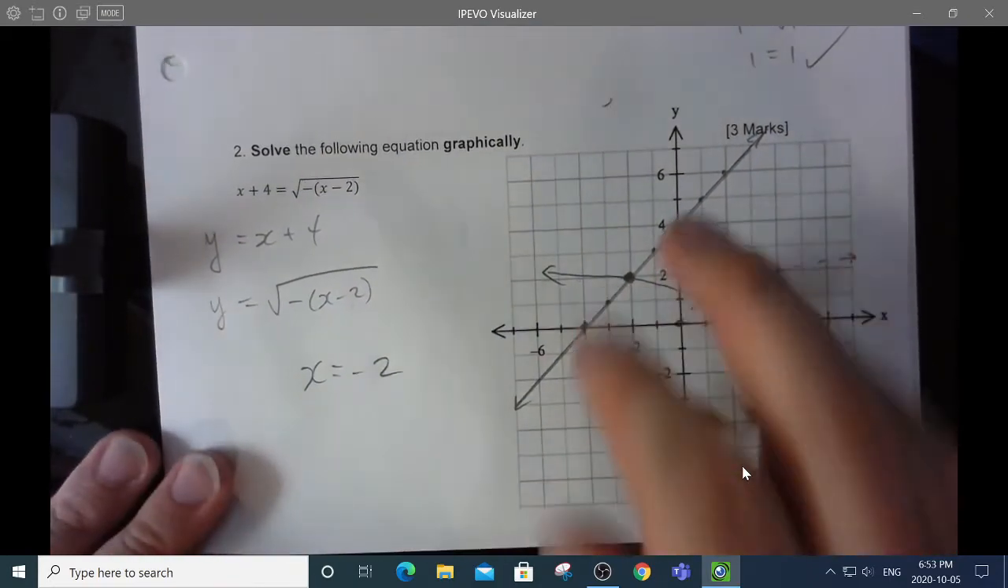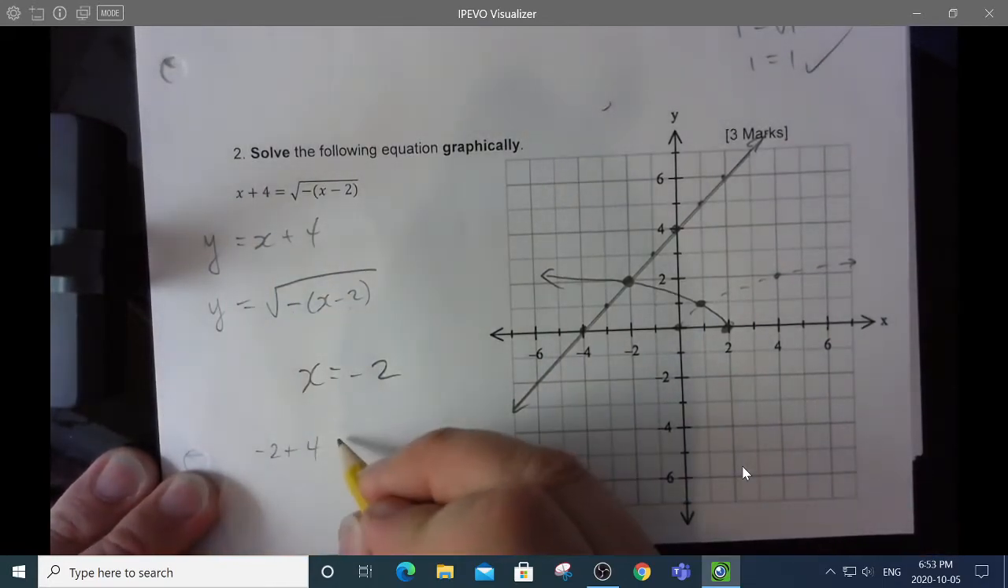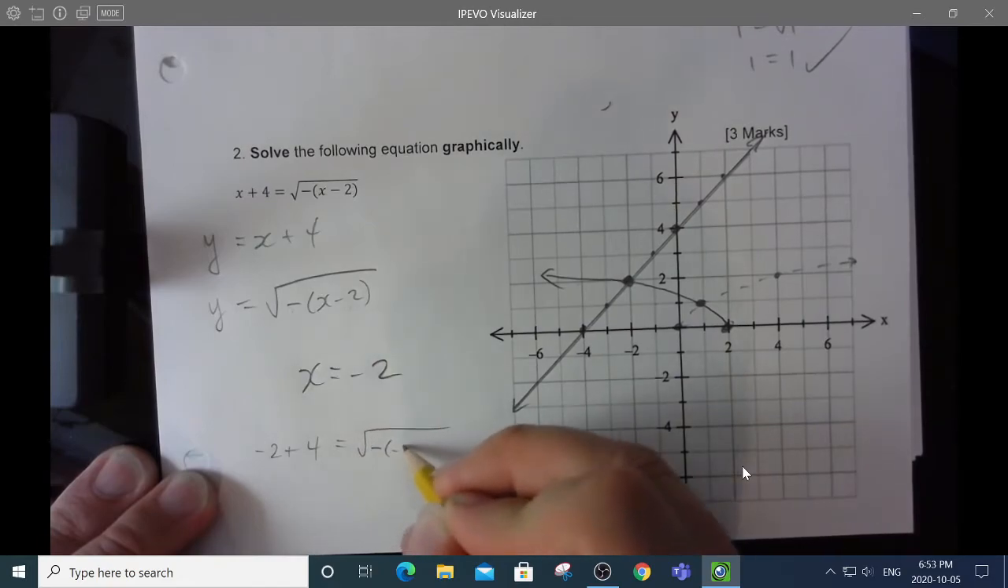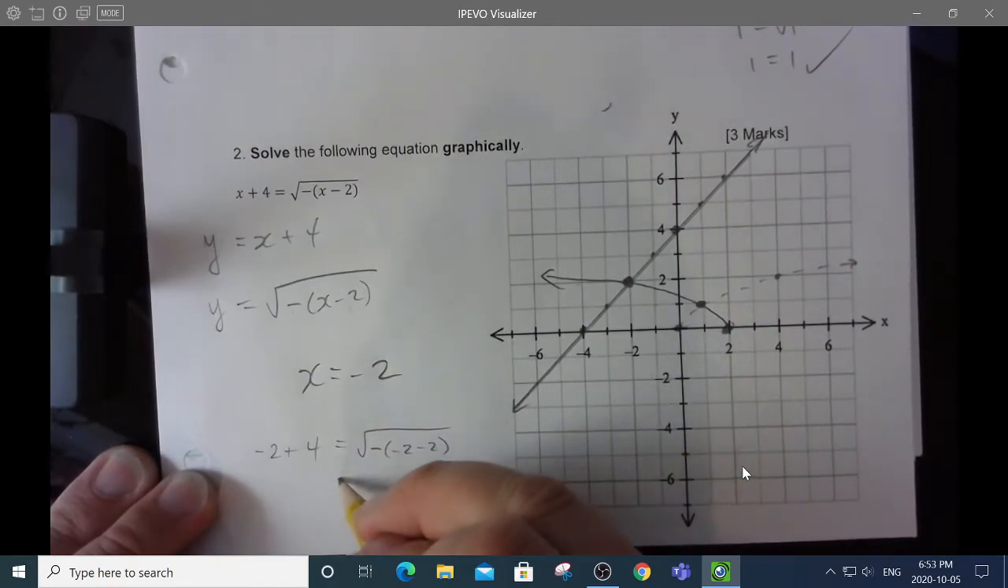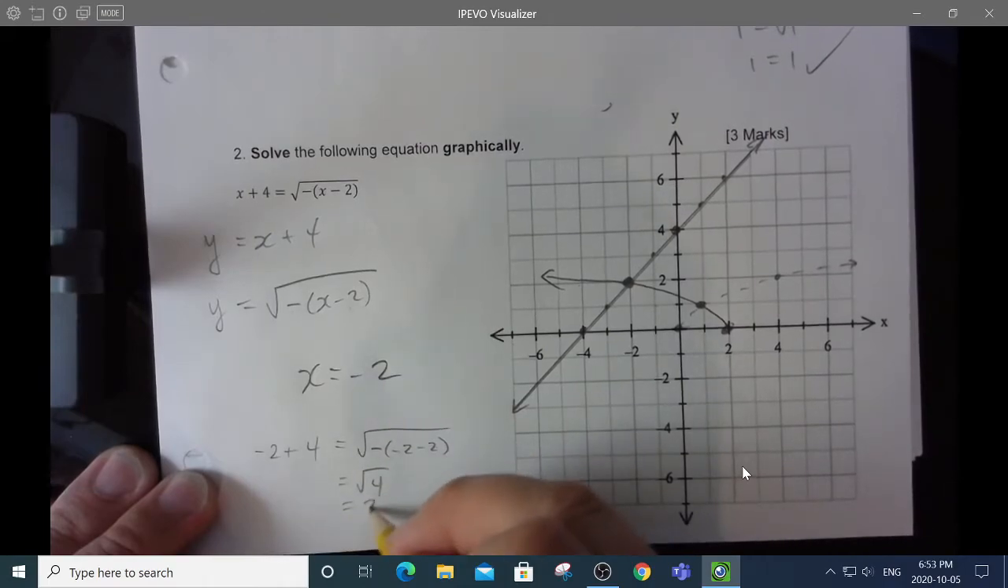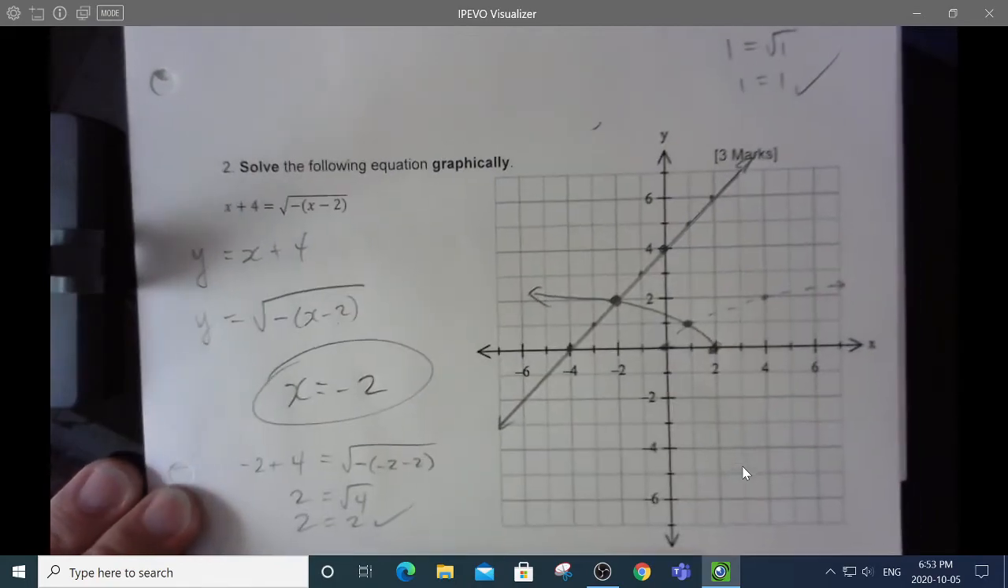And we could do a verify, right? We could just plug that in. Negative 2 plus 4 has to equal the square root of the negative of negative 2 minus 2. Negative 2 minus 2 is negative 4, but the negative cancels that, so that's the square root of 4, which is 2, which is what that side is. Yep, we got it. All right, that's it.